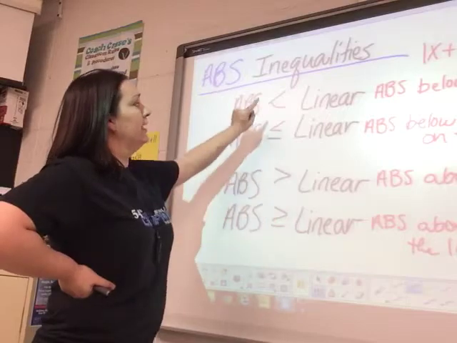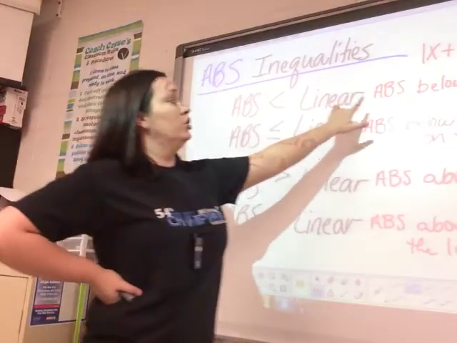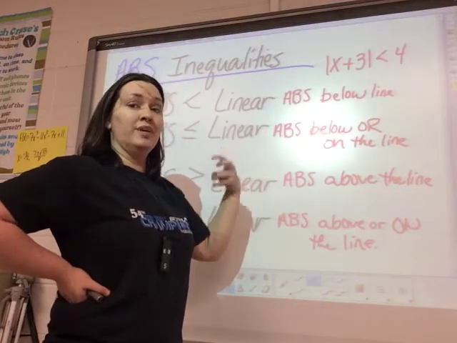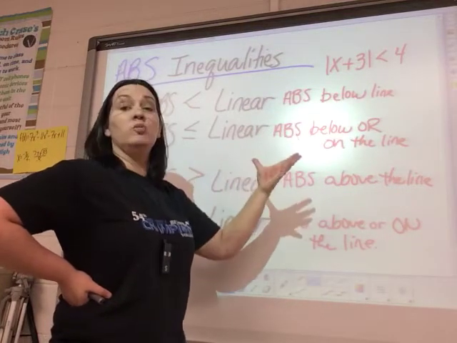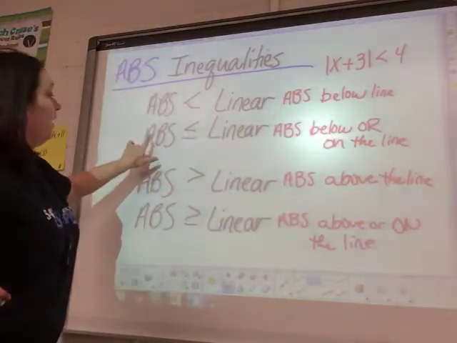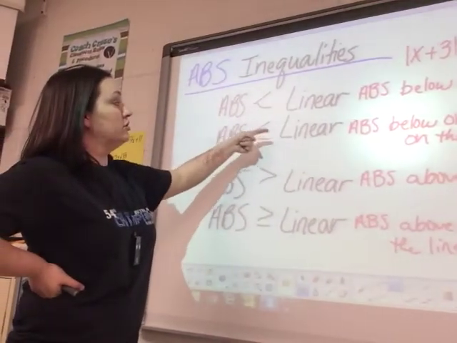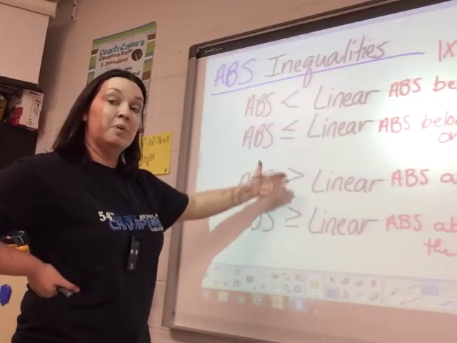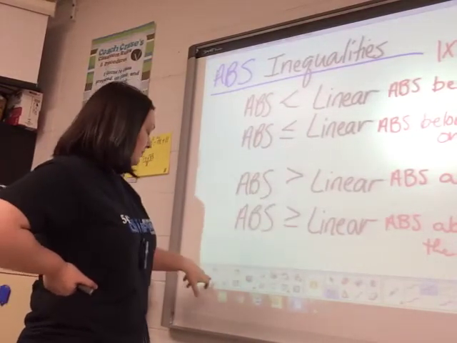But again, to recap, less than means your left side function is going to be below your right side function. This could be absolute value and linear. It could be quadratics and cubics. It's whatever the problem is, left side versus right side. Absolute value less than or equal to linear means below or on. And the same thing with above on these bottom two pieces here. So let's do an example.